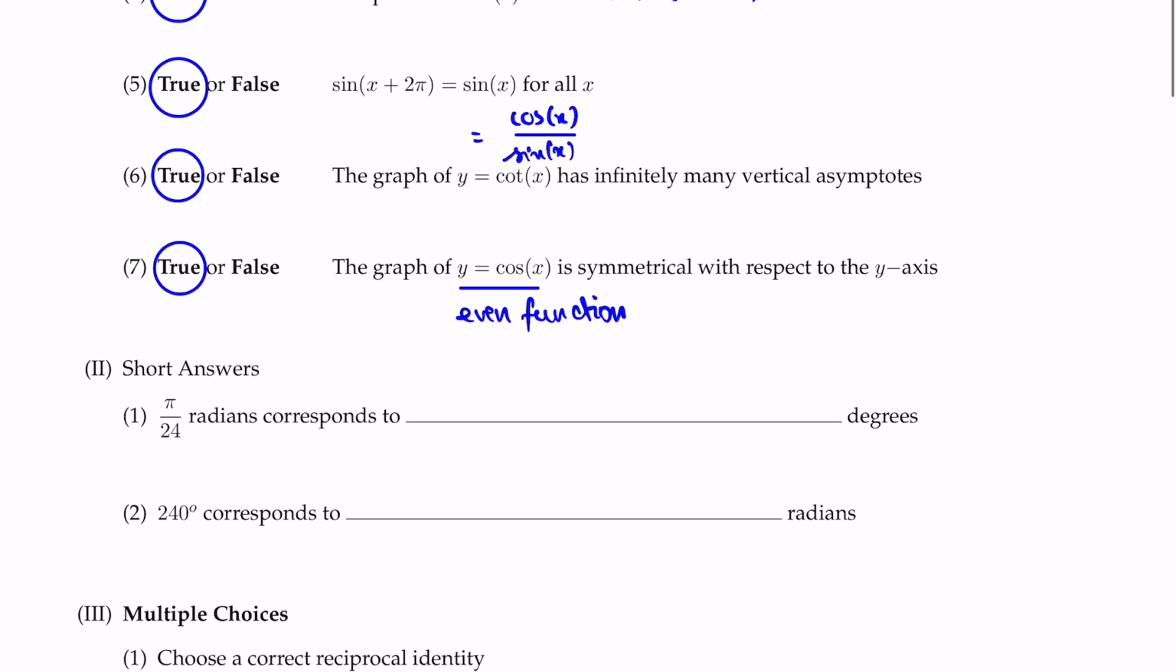Now moving on to the short answers, you have pi over 24 radians. What degree measure does that correspond to? So you use the formula of 180 degrees divided by pi. You cancel out a pi, and you're left with 180 degrees divided by 24, and you get 15 over 2 degrees, or 7.5 degrees.